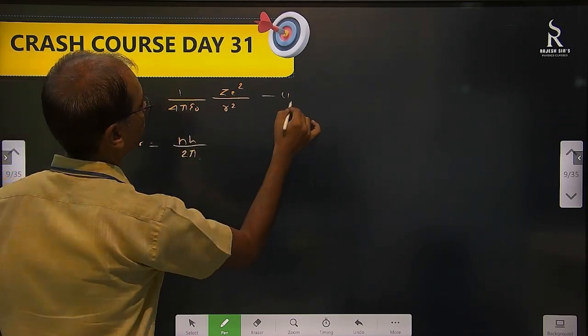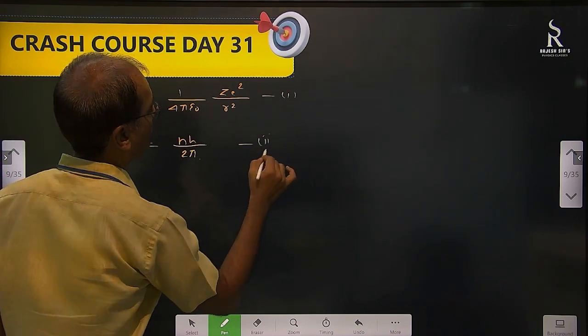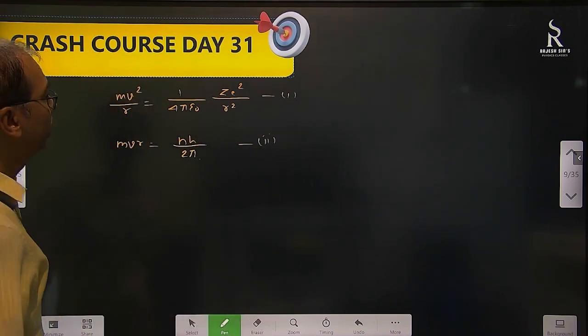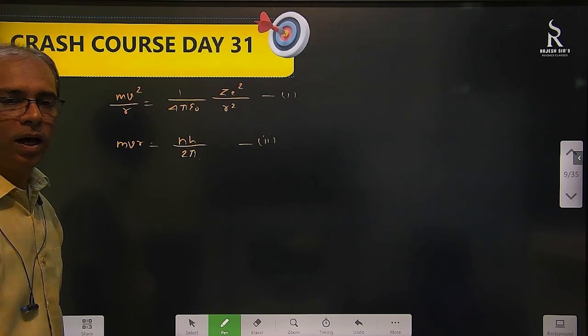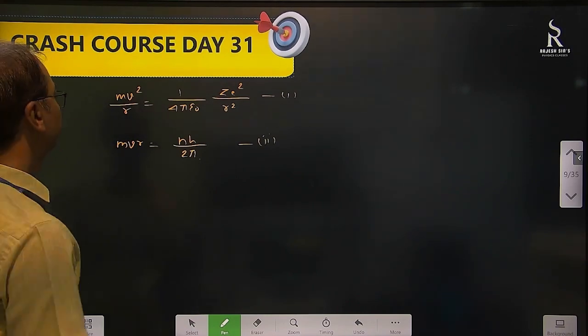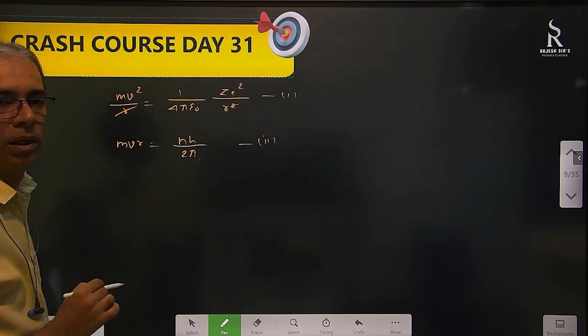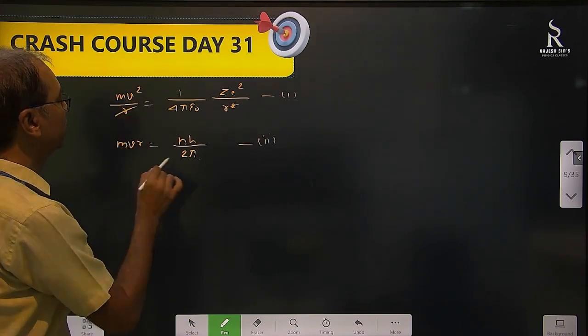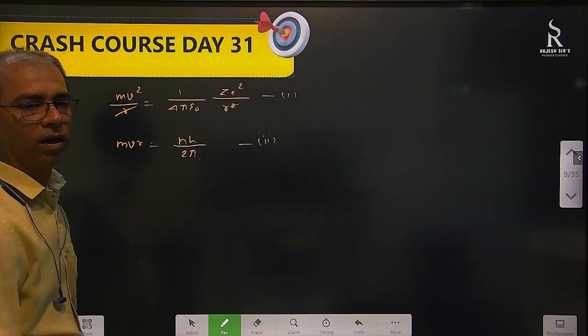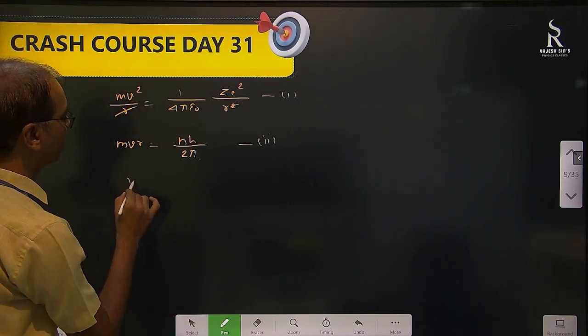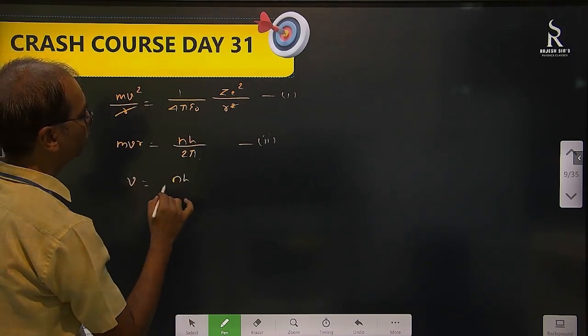This is one relation, this is the second relation. From here we will be getting the value of r as well as v. From here we know that r is cancelled. Now if I keep v in terms of r, we will be getting the r value. So what is v in terms of r? Say v equal to nh by 2 pi mr.